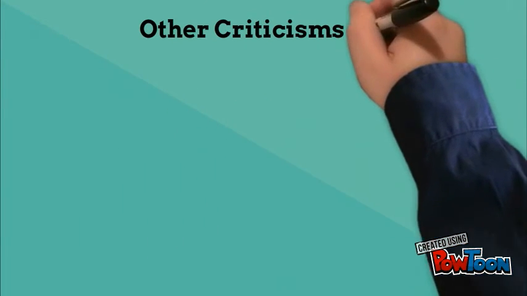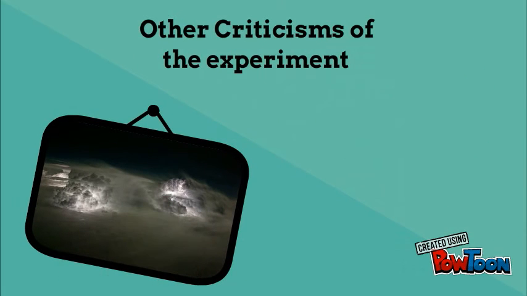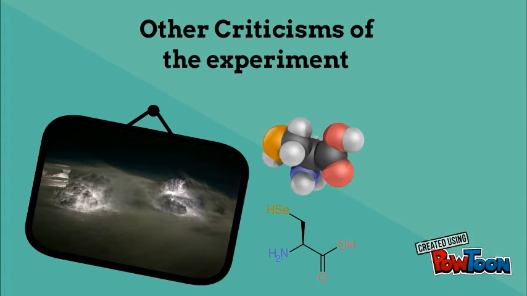Other criticisms of the experiment include that there weren't continuous lightning storms during primitive Earth, so there may not have been as many amino acids and organic compounds formed as Urey and Miller had thought, as well as that organic molecules could have come from meteorites and comets.